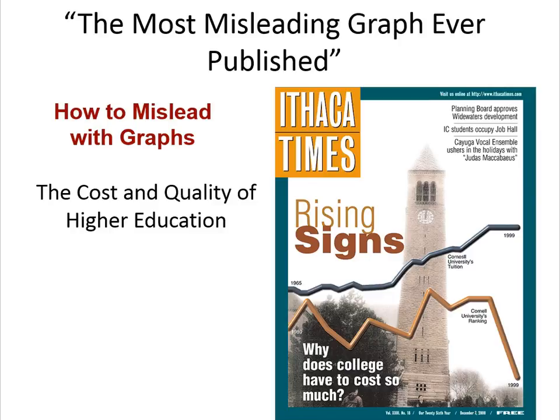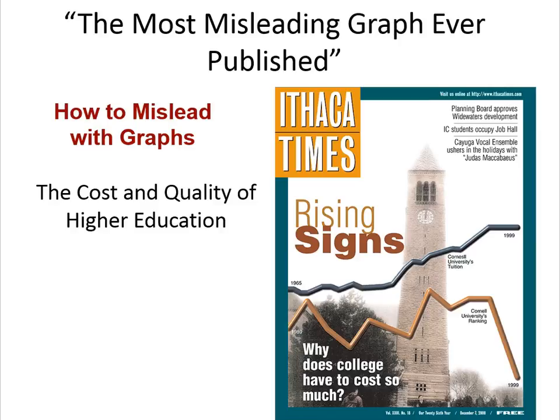So this graph is awful. Never mind that we shouldn't put mixed scales together. Right, so this is money based, so it's a ratio scale, and this is an ordinal scale. We shouldn't put those two together like that. Okay. And so it's a horrible graph.